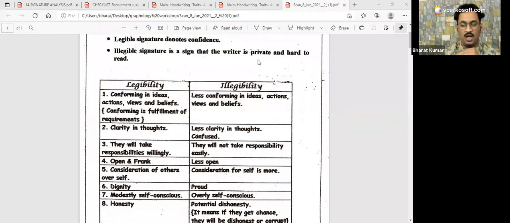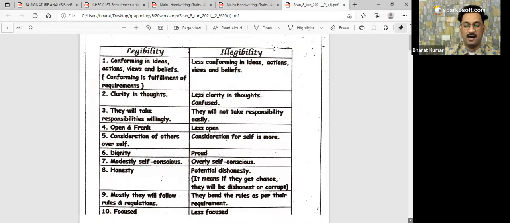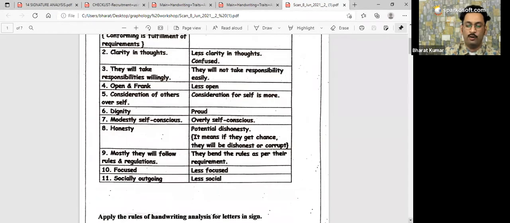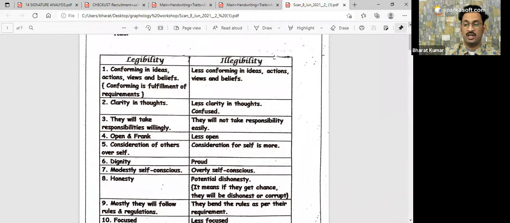Then I will tell you how many of you need to make correction in your signature. If you have legible signature, it means very frank, open-minded and consideration of others as compared to self. Meaning those having legible signature are not supposed to be selfish people. They have their own dignity, self-esteem, and mostly self-conscious. They have honesty in their thoughts and ideas, and they follow rules and regulation. They are well focused and socially outgoing. So remember, one should always have legible signature.